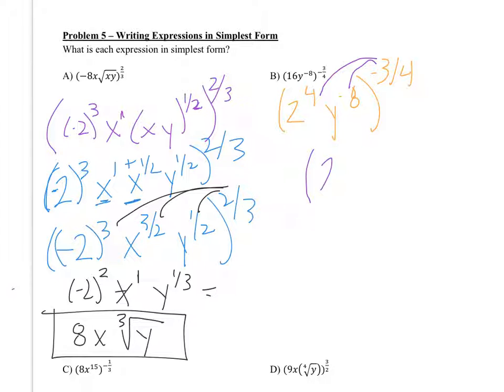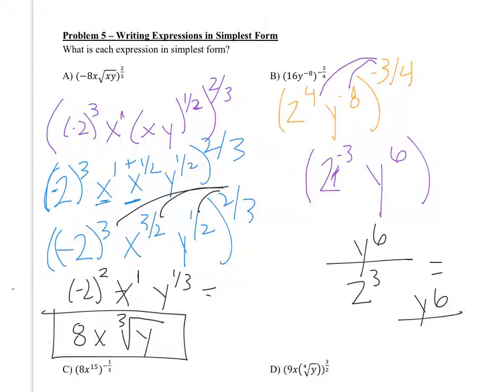This becomes 2 to the negative 3rd. 4 times negative 3/4 would be negative 3. And the second one becomes a positive 6. I don't need those parentheses. So now my final answer, this is the only one that has a negative exponent, and I don't want any answers with negative exponents. So my final answer would be y to the 6, because that's a positive exponent, over 2 to the 3rd. The same thing, y to the 6 over 8.